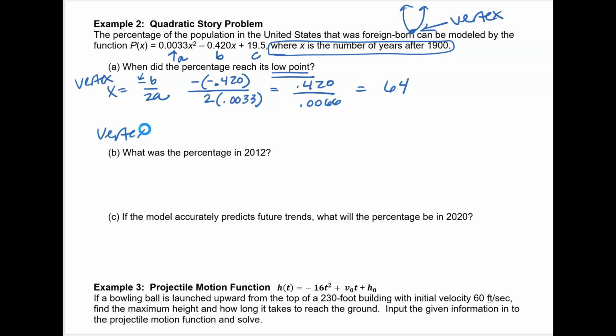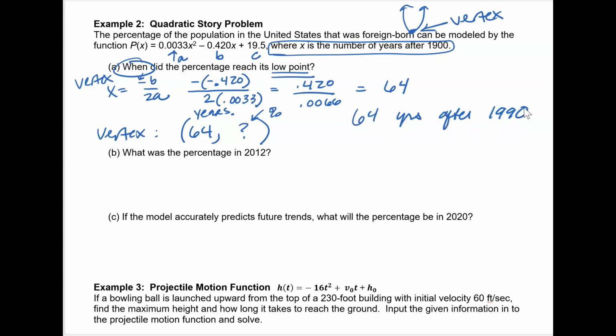So that means the vertex is 64, comma, we don't know. But it's just asking when, and remember the x value, that's years. So I don't even need to find y. That would be the percentage of the population. I don't even need that because it doesn't ask for it in this question. So I'm going to say 64 years after 1900, so that would be 1964 would be my answer for that one.